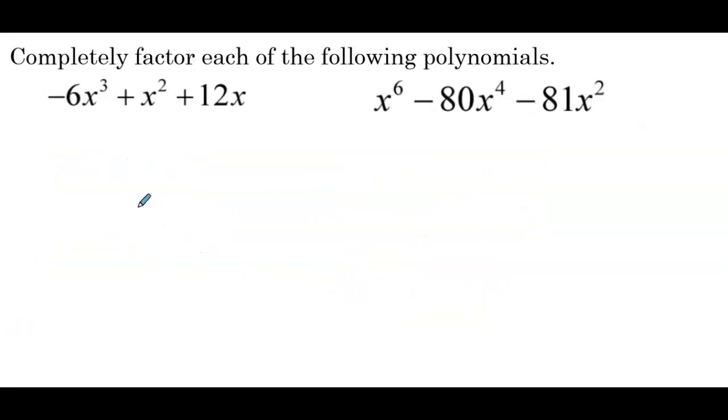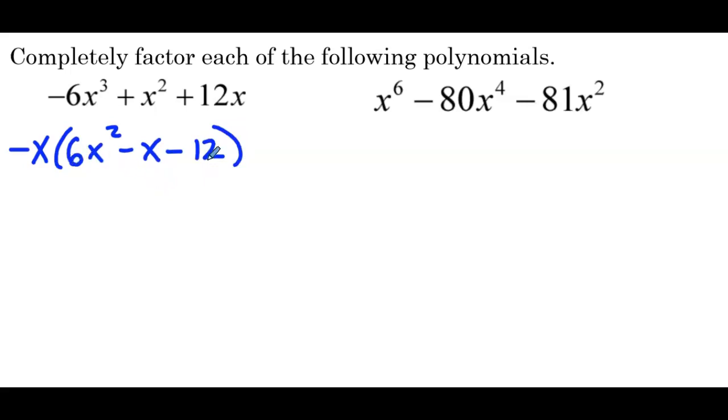Negative 6x cubed plus x squared plus 12x. So greatest common factor is x, but let's take out a negative x, so that leading term is positive. So we'll factor out negative x. That leaves us with 6x squared, that's better, minus x minus 12.